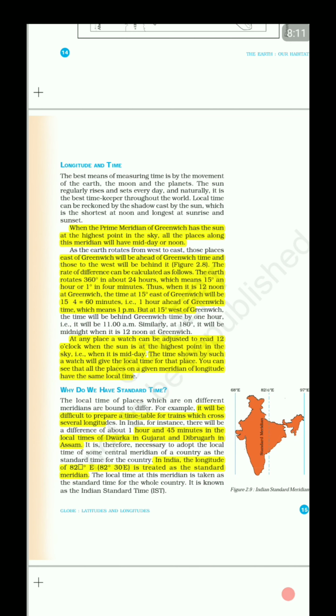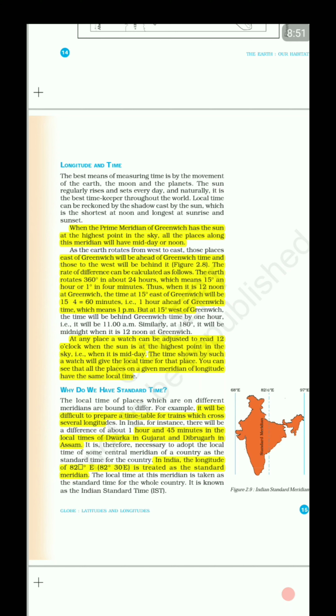Now let's move to longitude and time. The best means of measuring time is by the movement of the earth, the moon, and the planets. The sun regularly rises and sets every day, and naturally it is the best timekeeper throughout the world. Now, in order to measure local time at any place, a watch can be adjusted to read 12 o'clock when the sun is at the highest point in the sky, at midday. The time shown by such a watch will give the local time of that place, right?